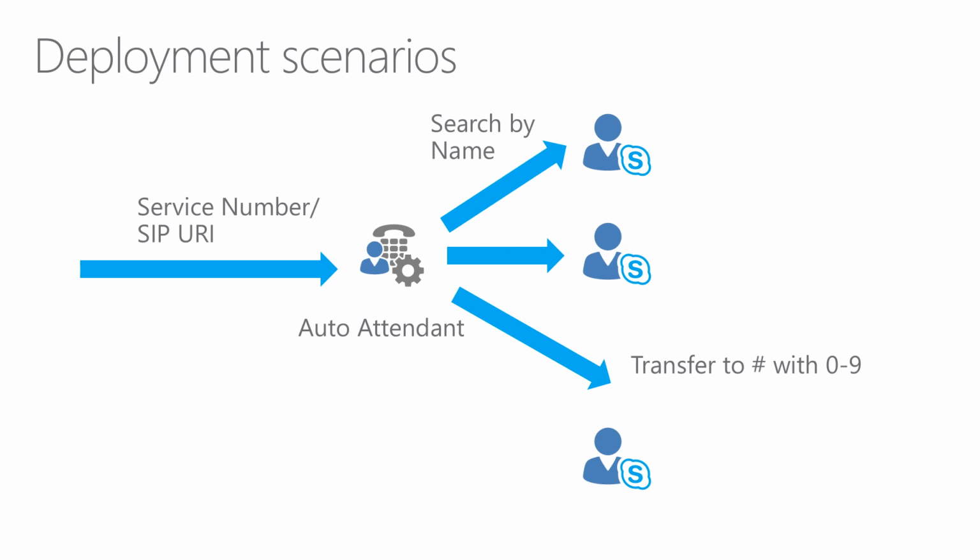Looking at these deployment scenarios, an auto attendant will basically have a SIP URI assigned to it, and optionally also a service number. People can search by name. We will send them to an agent, or they can be transferred to an operator or transferred to someone with DTMF.